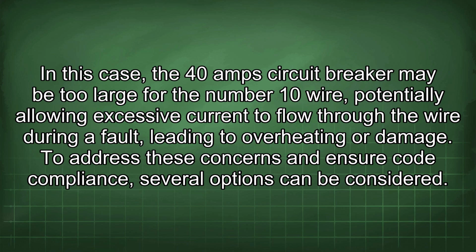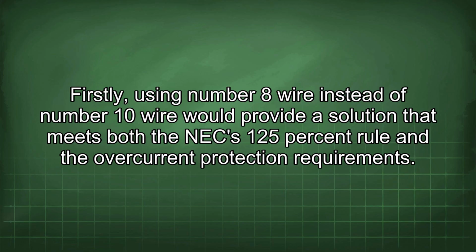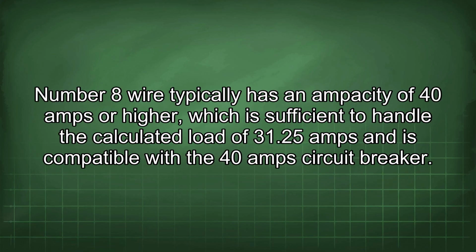To address these concerns and ensure code compliance, several options can be considered. Firstly, using number 8 wire instead of number 10 wire would provide a solution that meets both the NEC 125% rule and the overcurrent protection requirements. Number 8 wire typically has an ampacity of 40 amps or higher, which is sufficient to handle the calculated load of 31.25 amps and is compatible with the 40 amp circuit breaker.